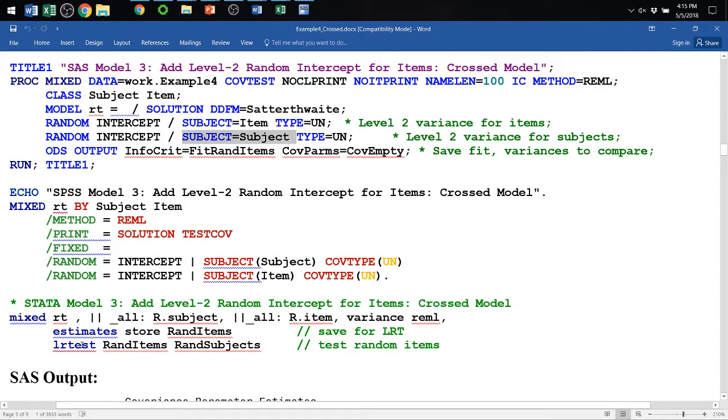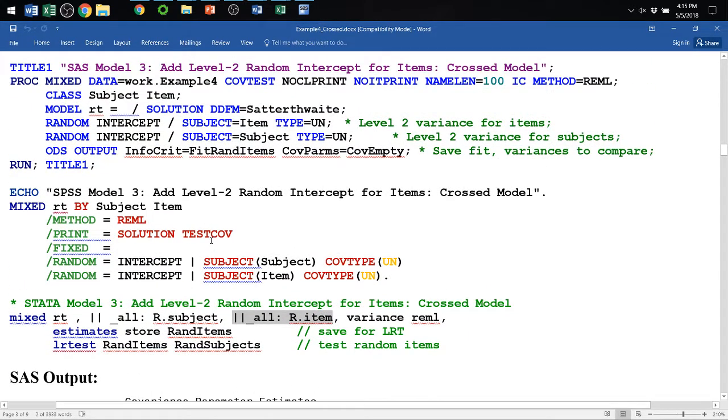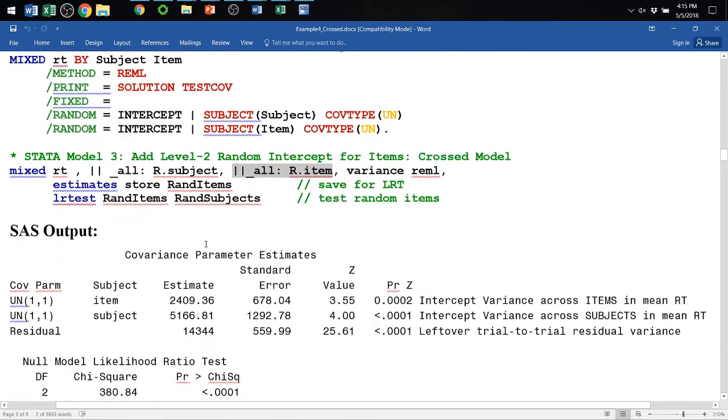And in Stata, it's this weird all R subject thing, and this is why I'm not quite sure I specified it right, but I did get the models without the random slopes to converge in Stata, but it looks like that. And so you end up with 2 different UN11s, one for each dimension.